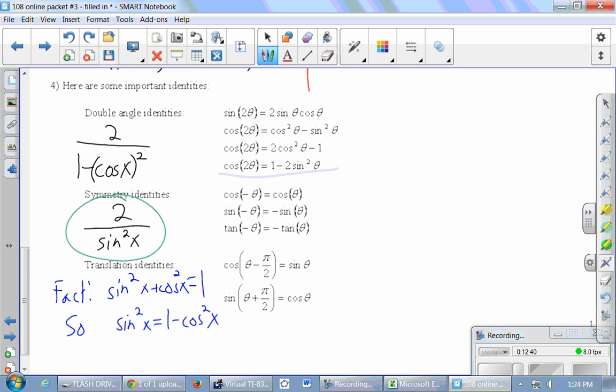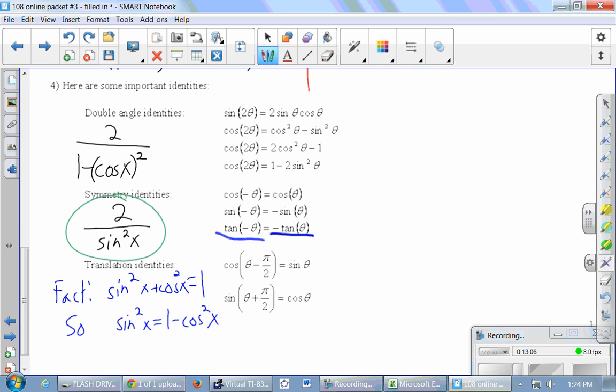Then we have these 3 symmetry identities. By the way, these are the double angle identities for sine and cosine. Just as well, there are double angle identities for the other trig functions, but these are the ones that we'll be focusing on. The symmetry identities. If you ever see cosine of negative theta, you can just write cosine of theta. Sine of negative theta, however, isn't the same as sine of theta. It's actually negative sine of theta. Same is true for tangent of negative theta.